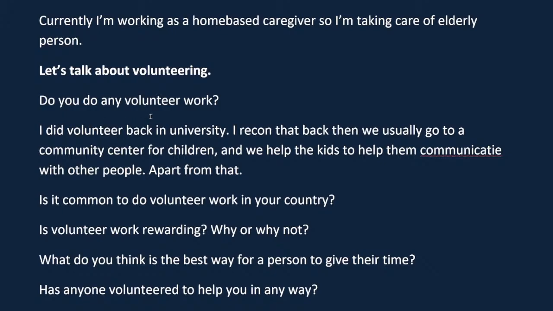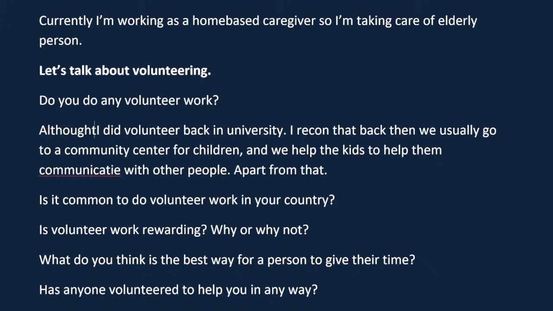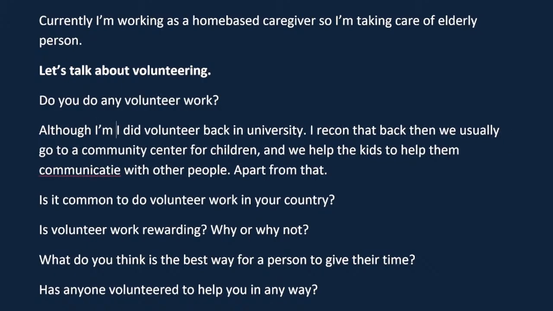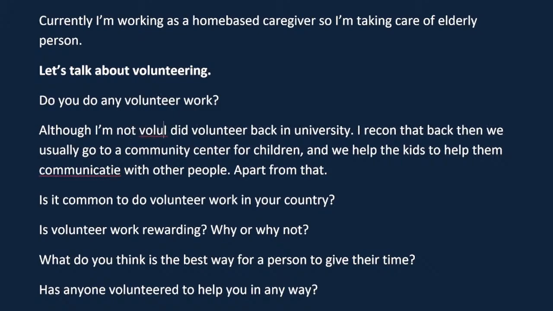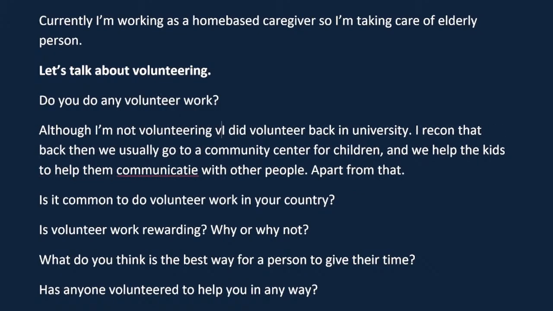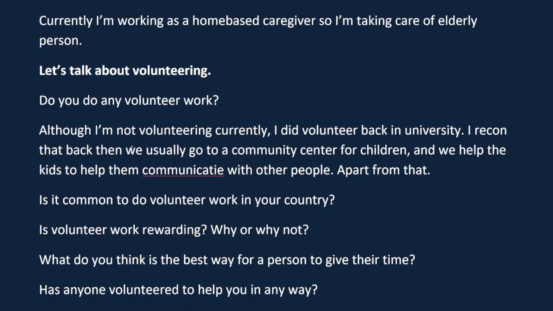Do you do any volunteer work? It means now. You can tell me that you did volunteer work in university, but you still have to tell me that you're not doing volunteer work now. Okay? So you would answer it something like this. Although I'm not volunteering currently, I did volunteer back in university. And now you've answered the question.